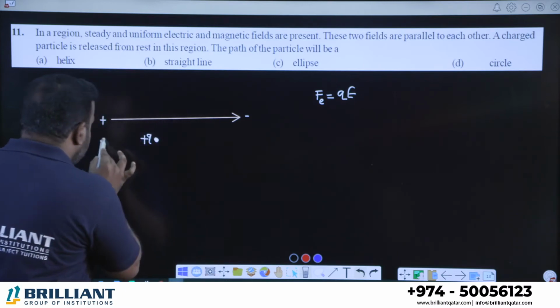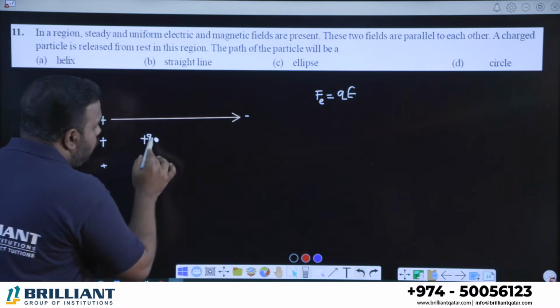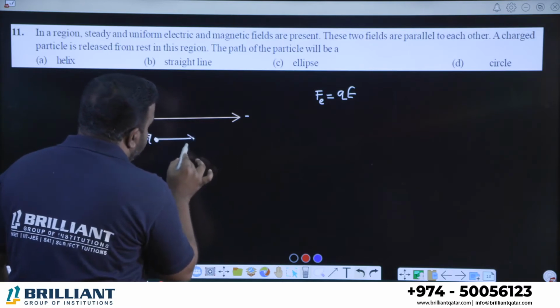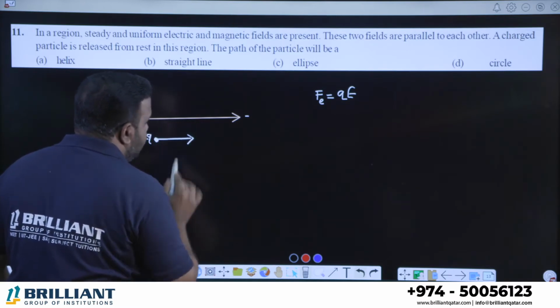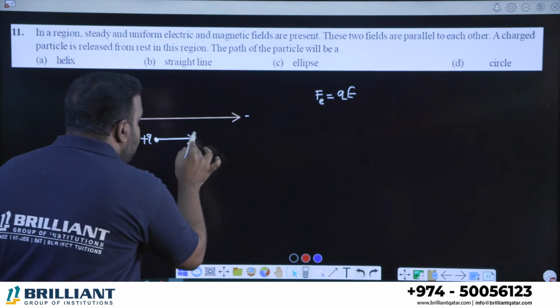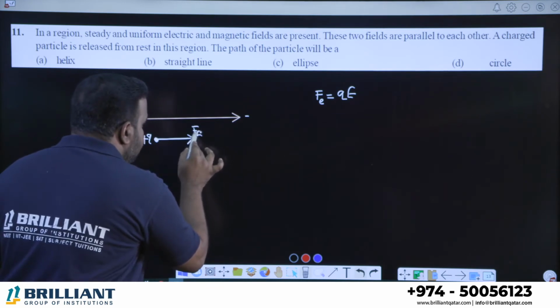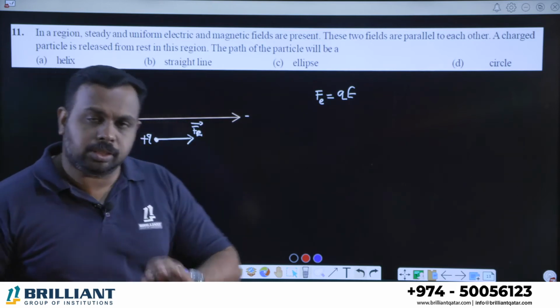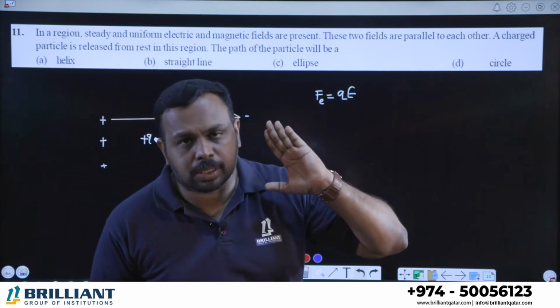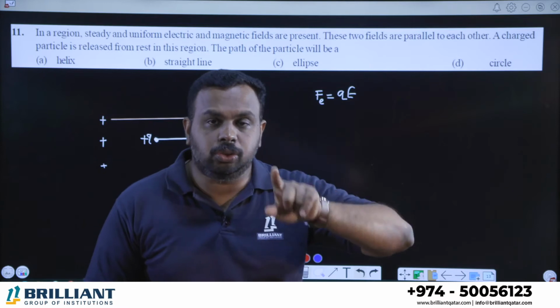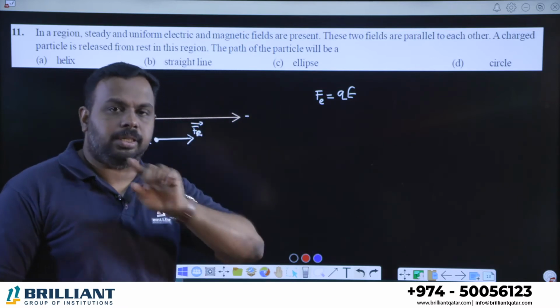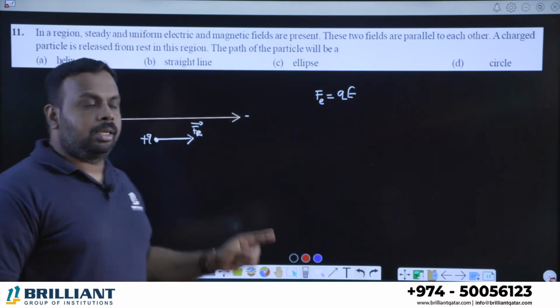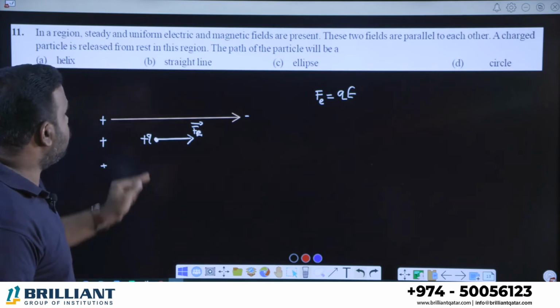See, the positive is here, so the positive charge will be repelled and it will be experiencing force in this direction. So as a result, what will happen? This charge will be moving in the direction of the electric field. Straight line path only. It will follow a straight line path. Got it? So due to the electric field, the charge is moving in a straight line path.